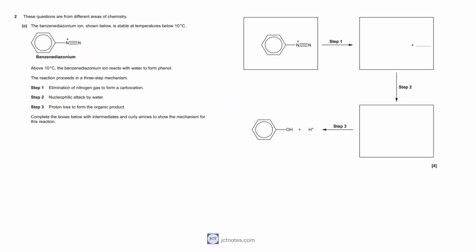In part C of question 2, we look at the reaction between the benzenediazonium ion and water to form phenol. This reaction takes place in 3 steps. Step 1, nitrogen gas is eliminated, forming a carbocation. Step 2, water acts as a nucleophile and attacks the carbocation. Step 3, a proton is lost, forming the final organic product. We are asked to complete the intermediates and add the curly arrows to show the mechanism for the reaction.